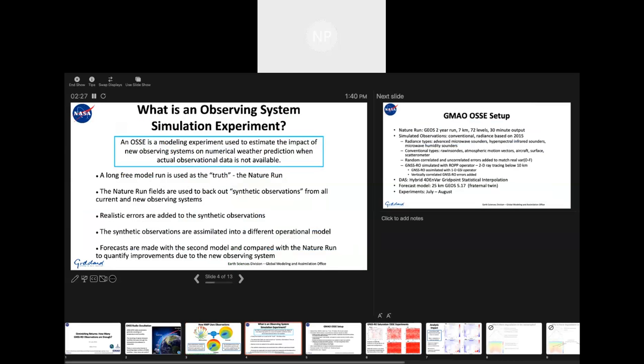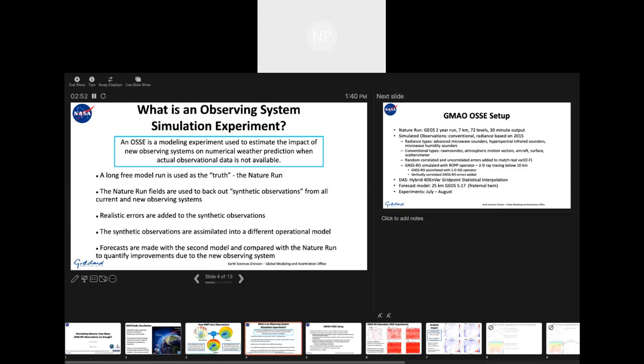So what we're going to do here today is an OSSE, an observing system simulation experiment. And this is an experiment that you use when you don't have real data. So you want to do this when you want to look at how a future system would impact numerical weather prediction. And to do this, we replace the entire real world with simulation.